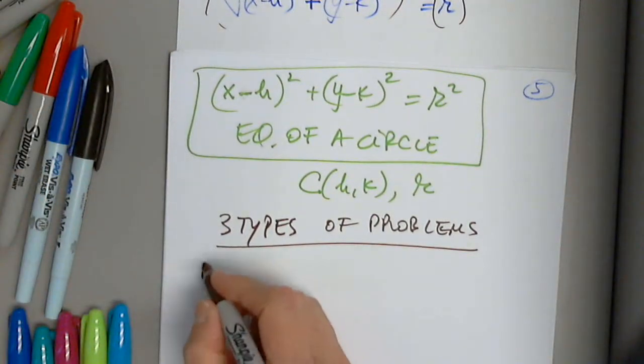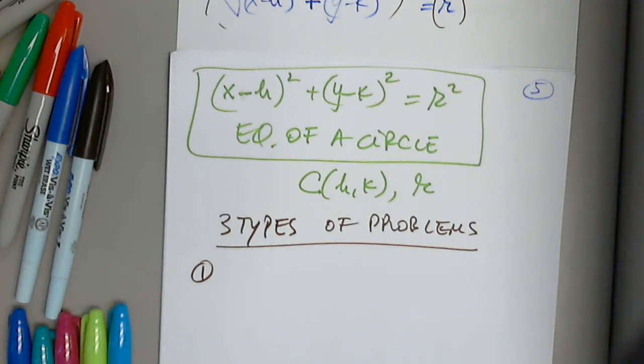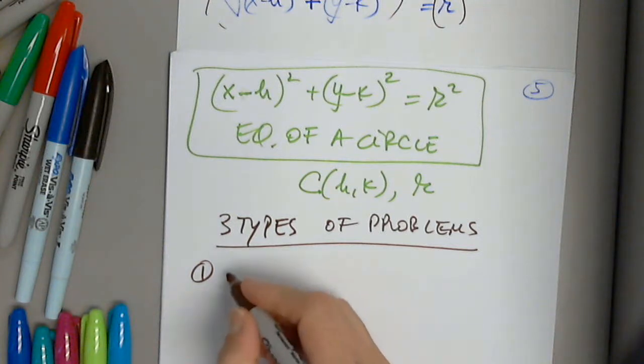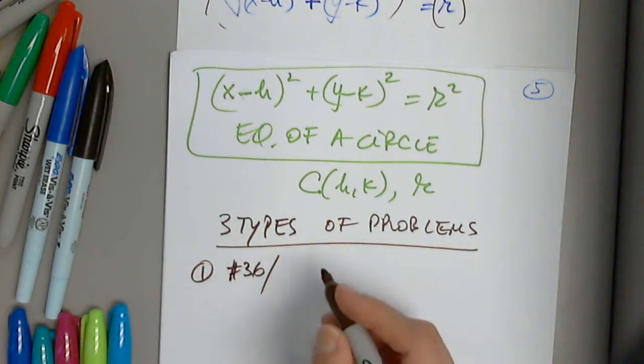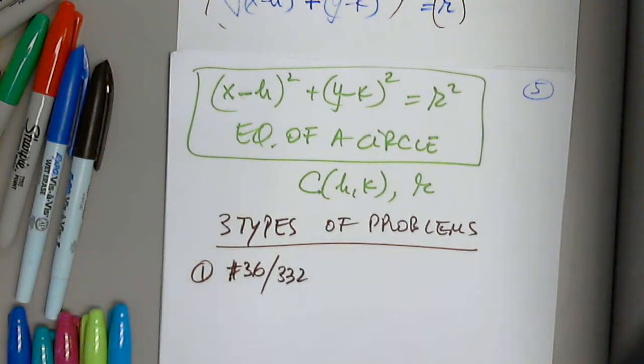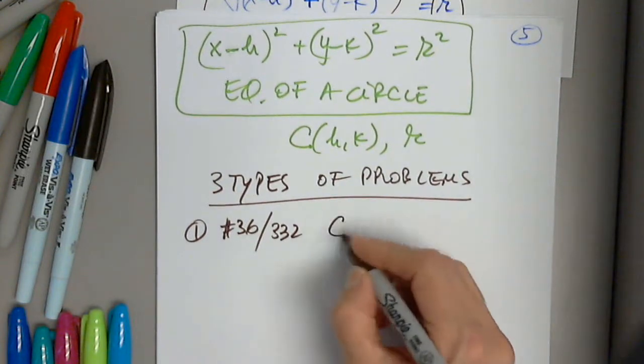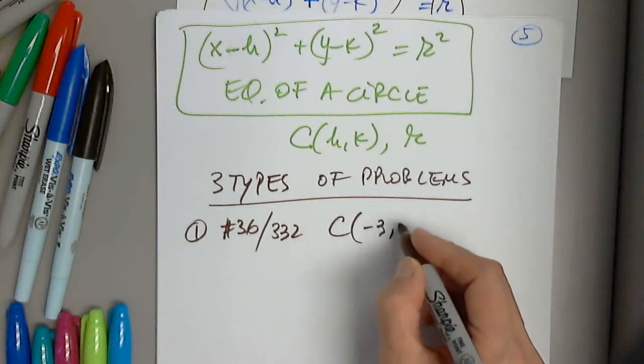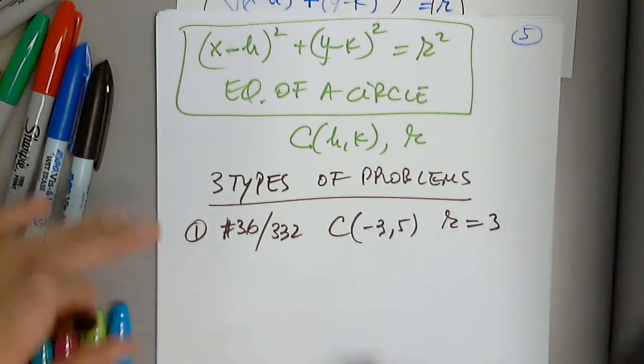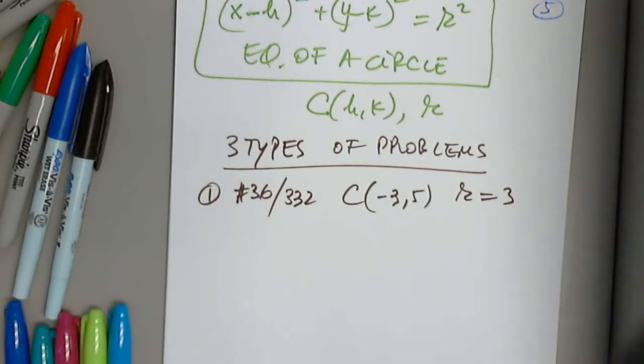Okay, we have 3 types of problems here. The first one is the easiest. On page 332, problem 36. We are given a center, which is -3, 5, and the radius of 3. We're asked to find the equation and graph the circle.